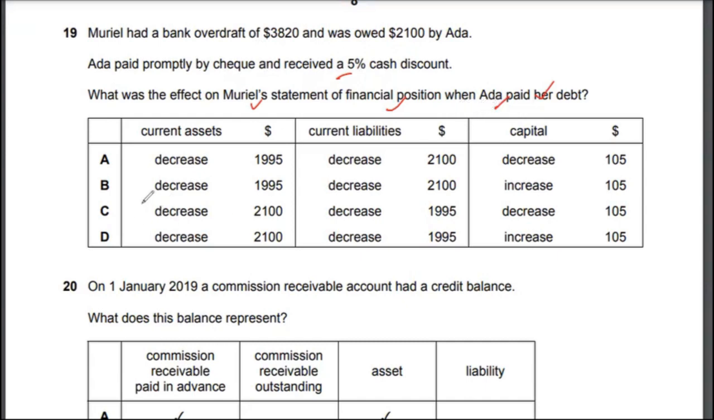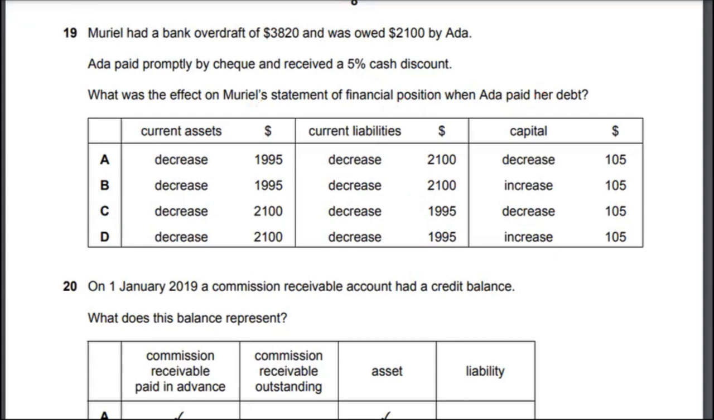Okay, so it's all decrease, right? Current assets are going to decrease by 2,100, and current liabilities are going to decrease by 1995 because this is the actual cash received. And then capital is also going to decrease by 105 because this is a discount that was given. So the correct answer to multiple choice 19 would be option C.